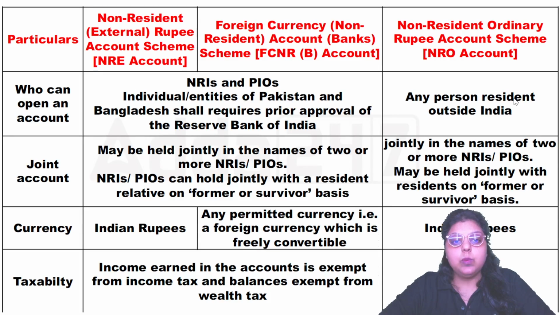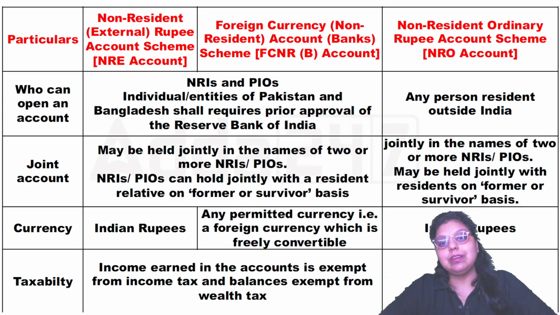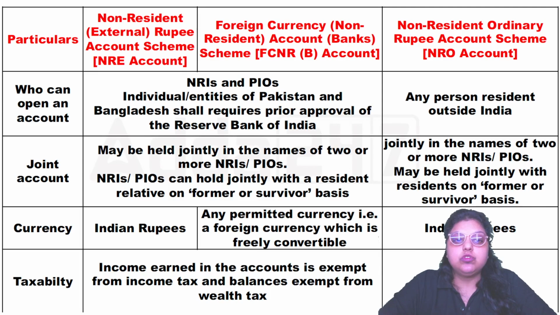Okay. Now we have a non-resident external account, non-resident ordinary account, and foreign currency non-resident account. So first of all, who can open the NRE account, FCNR account? NRE and FCNR accounts can be opened by NRIs and PIOs. Individual entities of Pakistan and Bangladesh shall require prior approval of RBI to open this account. In case of NRO, it can be opened by any person resident outside India. It means NRI, PIO, OCI, they can open this account.